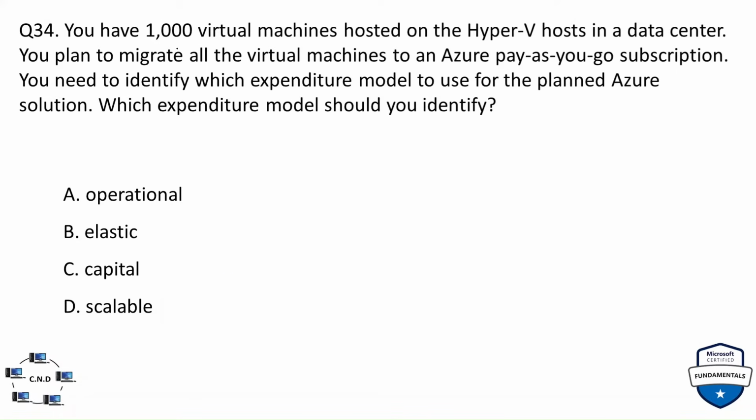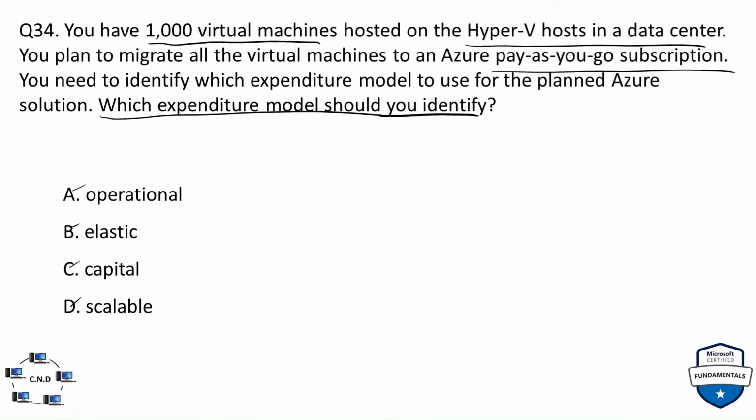Question number 34 is that you have 1000 virtual machines hosted on the Hyper-V hosts in a data center. You plan to migrate all the virtual machines to an Azure pay-as-you-go subscription. You need to identify which expenditure model to use for the planned Azure solution. Which expenditure model would you identify? The options are A, operational, B, elastic, C, capital, and D, scalable.